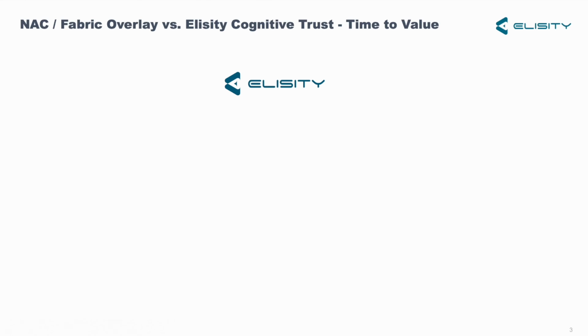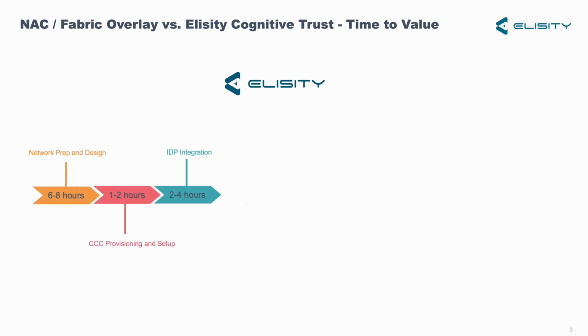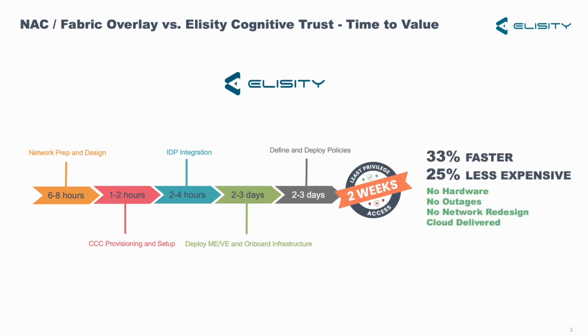Enter Elisity. We have solved for all of this, so check it out. Because Elisity is cloud delivered and we have injected a ton of automation and intelligence into the platform, it's deployed rapidly. Complexity is basically eliminated, not just for the deployment, but also for the ongoing operation and management and maintenance of the solution. So you are saving loads of time and money here.